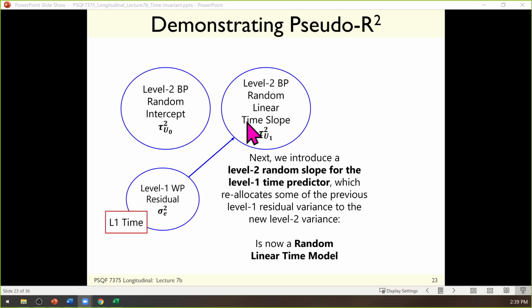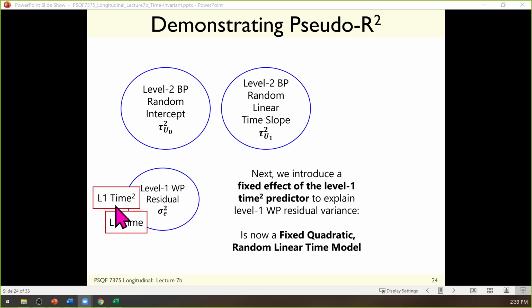So in, say, homework 3, the next thing that we did here, adding on to our random linear time model, is add in time squared. Time squared is a purely level 1 variable. It should explain some of the E variance left over. Why are you off your line? Well, maybe you need a bendy line. If we make the line bendy, then the E's should work out better around it. So quadratic time explains level 1 variance.